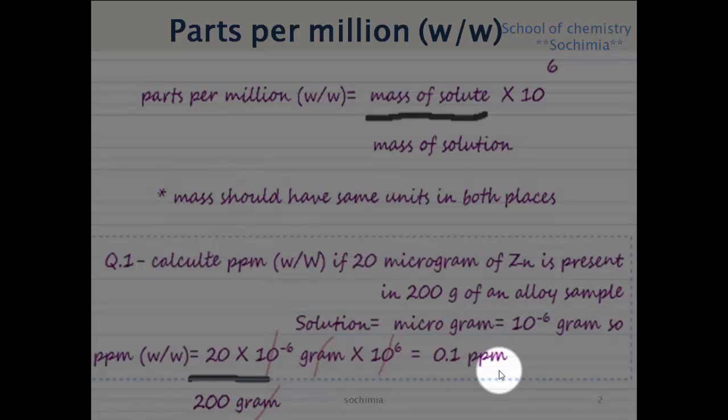Keep in mind that parts per million concentration term is normally used when we have lower concentrations of solute or we have dilute solutions, and these ppm values have no units. They are only the numbers. They are parts per million, parts of solute by weight to million parts of solution.